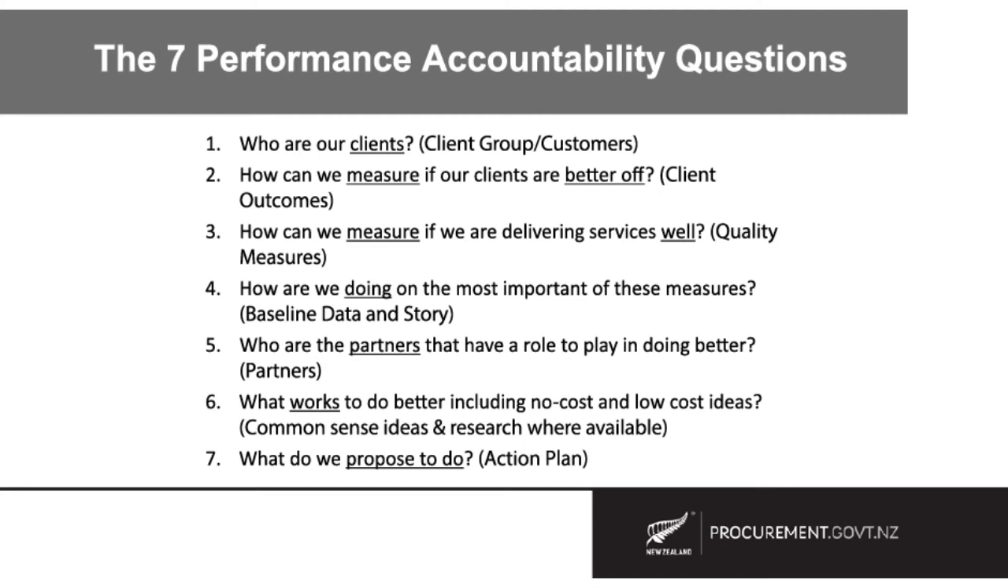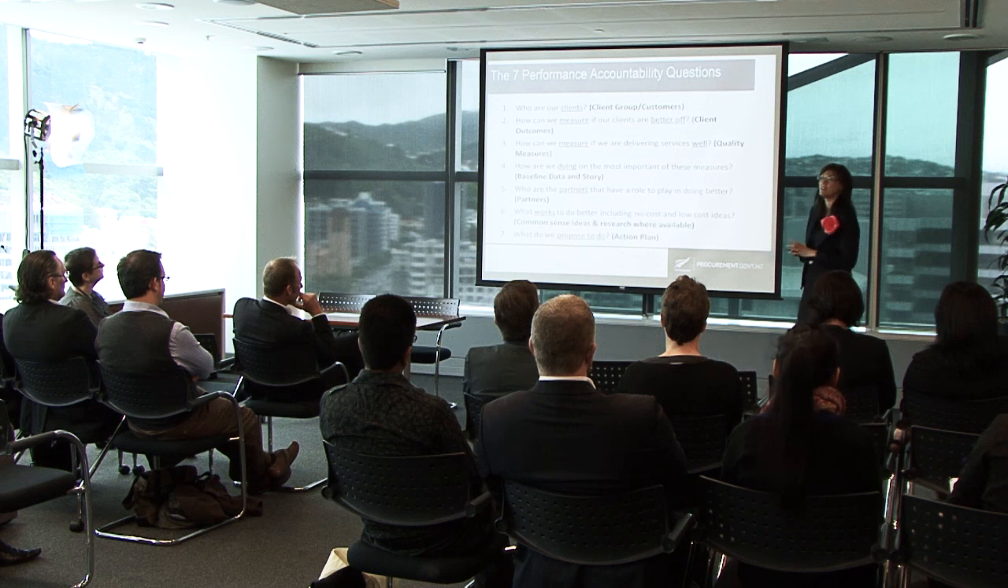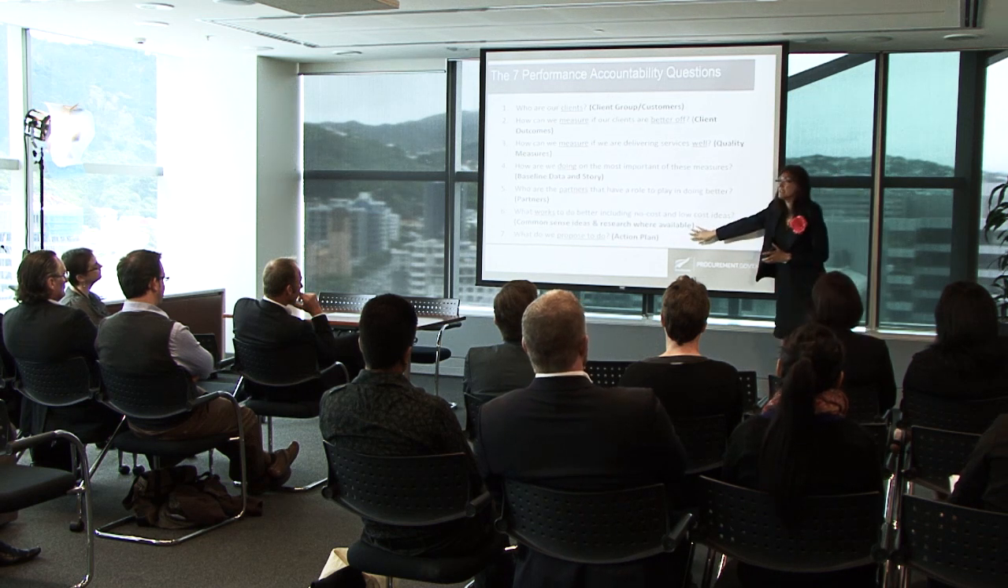Number 6, what works to do better? What works to do better, including no cost, low cost. And again, we encourage you to use common sense ideas, but also research where available and evidence-based practice. And number 7, what do we propose to do? So that's our action plan associated with performance accountability, and in particular, how are we going to achieve clients being better off? These are our means and these are our ends.